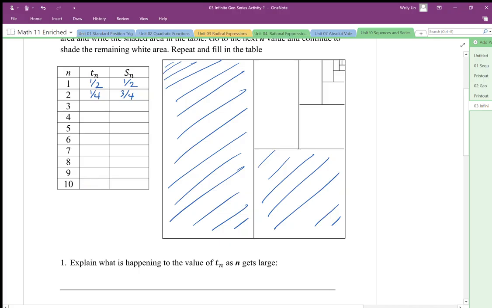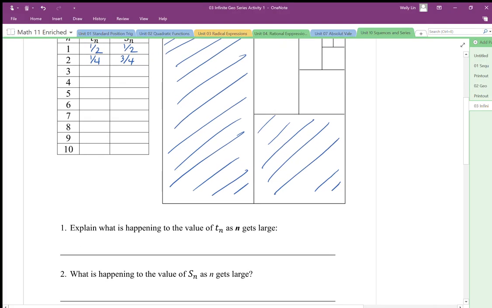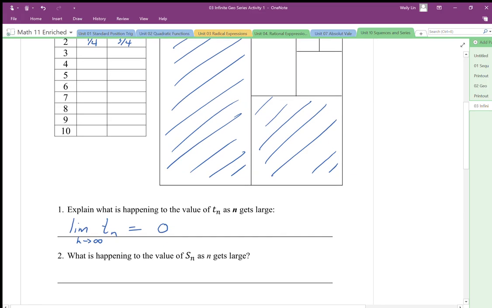So maybe we'll just answer that right now. We're going to say the limit as n goes to infinity, as it gets really large, Tn is approaching 0. It's getting really, really small. And if that's the case, if we keep on adding zeros, eventually adding 0, there is a possibility that Sn has a limit. And I want you to check that out.